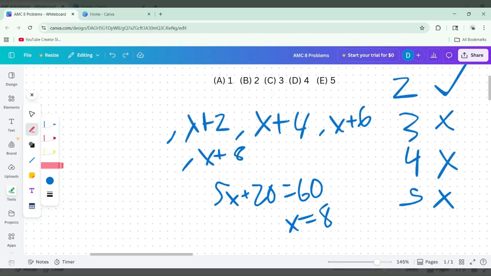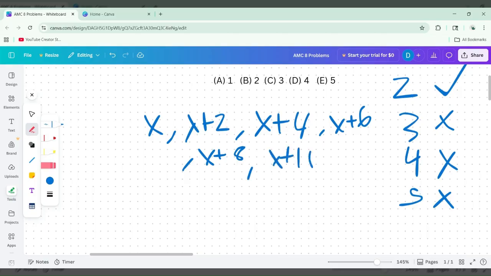Instead of erasing this, let's just add on because there's too many now. Okay, so x plus 10 now. And that's 6x plus 30 is equal to 60. So x is equal to 5. That works.